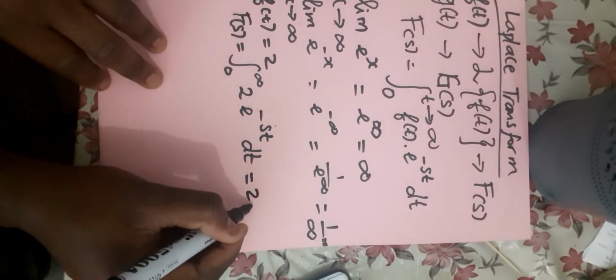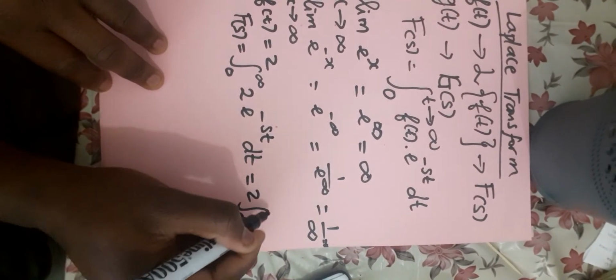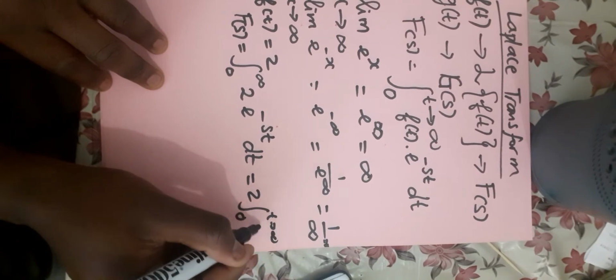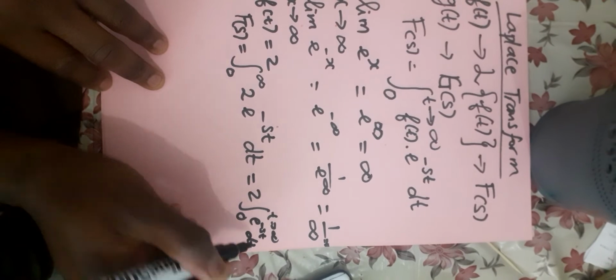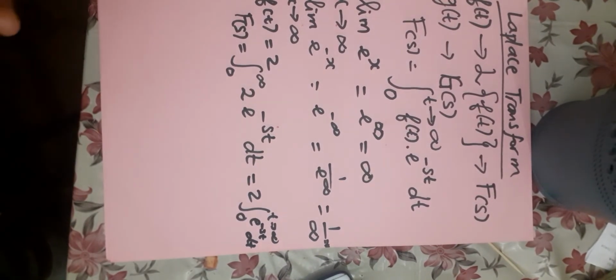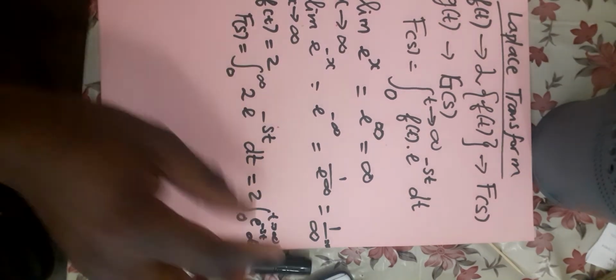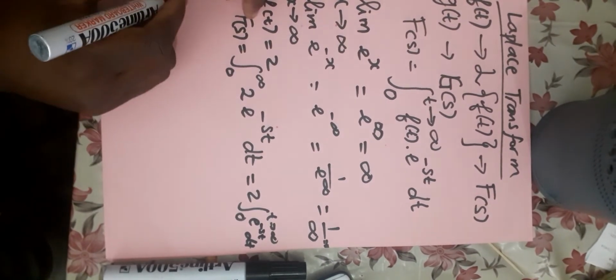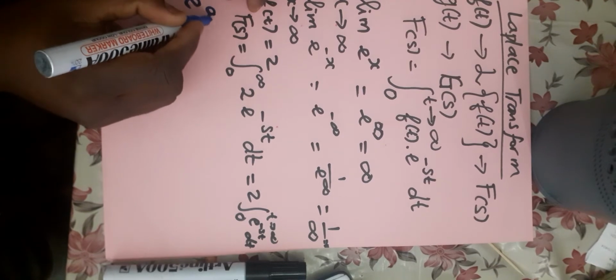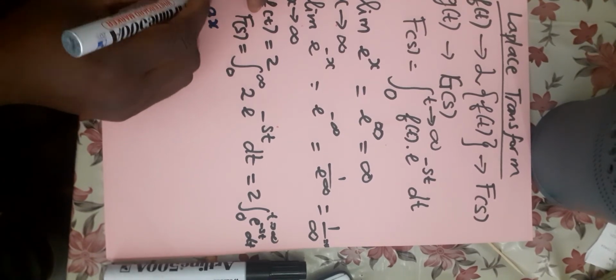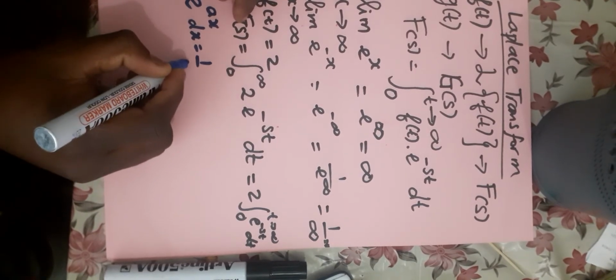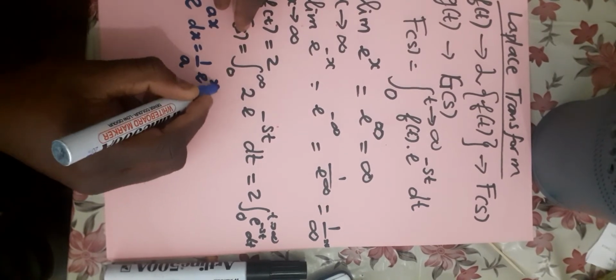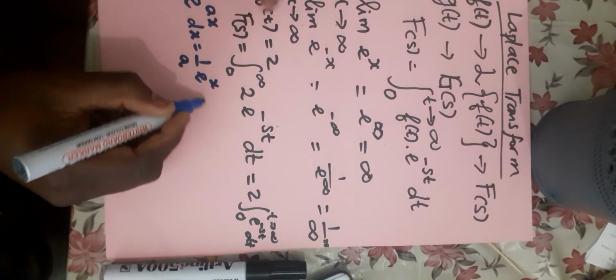Okay, we can put this: the integral from 0 to t tending to infinity of e to the power minus t dt. And I want to tell you something. You must know integration. When I have e to the power ax dx, this gives me 1 divided by a, e to the power x, plus c, of course.